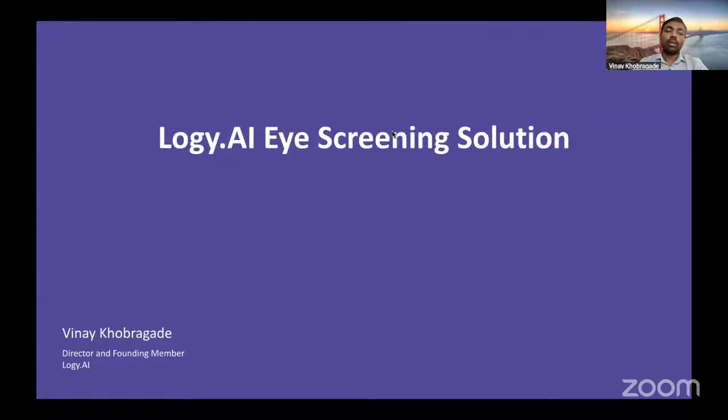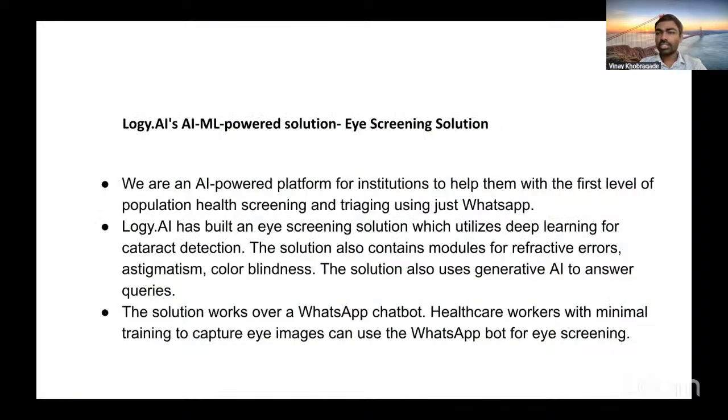Hello everyone. My name is Vinay, and I'm director and founding member of Logi AI. This presentation is about the eye screening solution that we have. I'll first give you an overview of what we do, and then we can go into detail. We are a platform that uses WhatsApp, and from WhatsApp we are able to take pictures of people's eyes, and then we screen those images to tell whether the person has cataract or not. We also have solutions like checking if the person has color blindness, or something related to that.